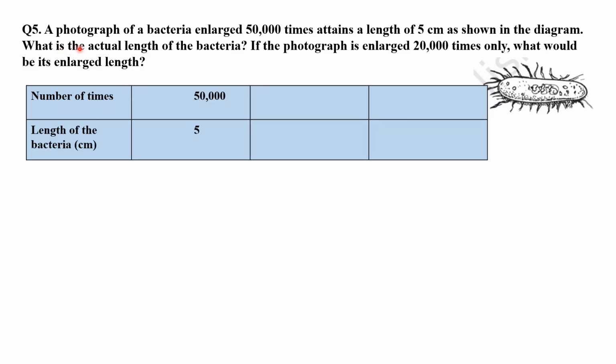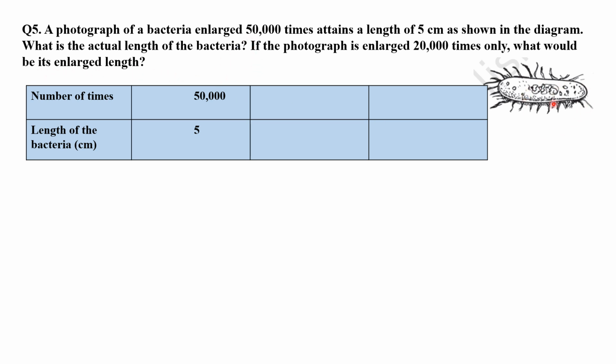Now question number 5. A photograph of a bacteria enlarged 50,000 times attains a length of 5 centimeter as shown in the diagram. What is the actual length of the bacteria? And there is another question. If the photograph is enlarged 20,000 times only, what would be its enlarged length? So we'll find out one by one.